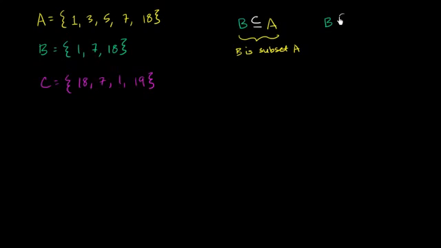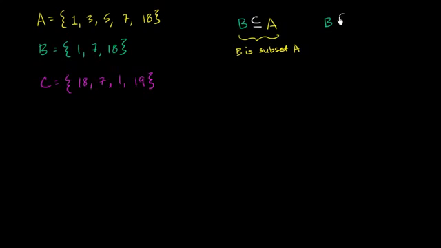So let me write this. B is a strict or proper subset of A. For example, we can write that A is a subset of A. In fact, every set is a subset of itself, because every one of its members is a member of A. We cannot write that A is a strict subset of A. This right over here is false.